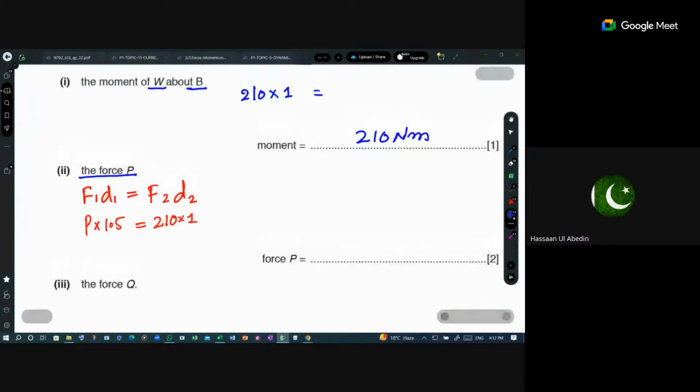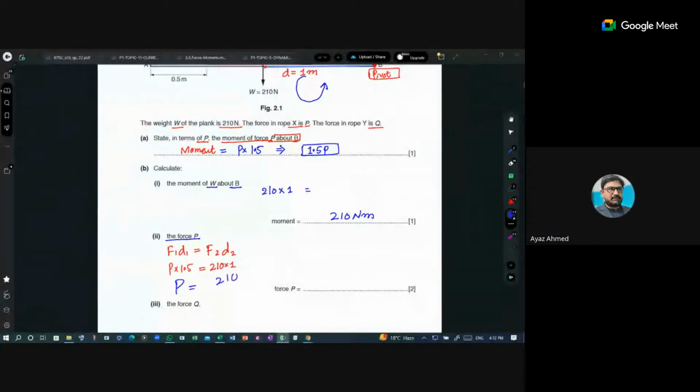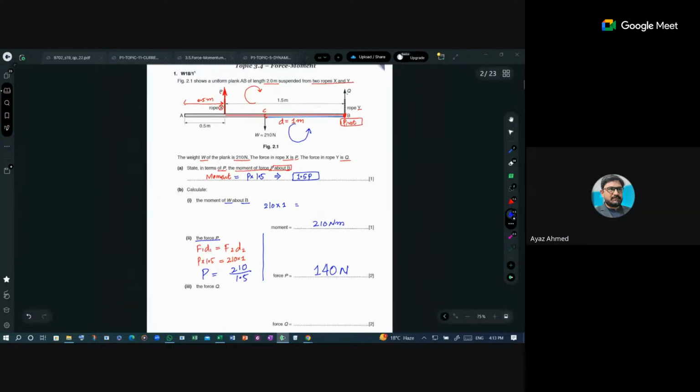Yes. So P will be equal to 210 divided by 1.5. Can you please calculate this for me? Because I don't have access to my calculator today. 210 divided by 1.5 is 140. 140 Newton. Yeah, are you agreed?